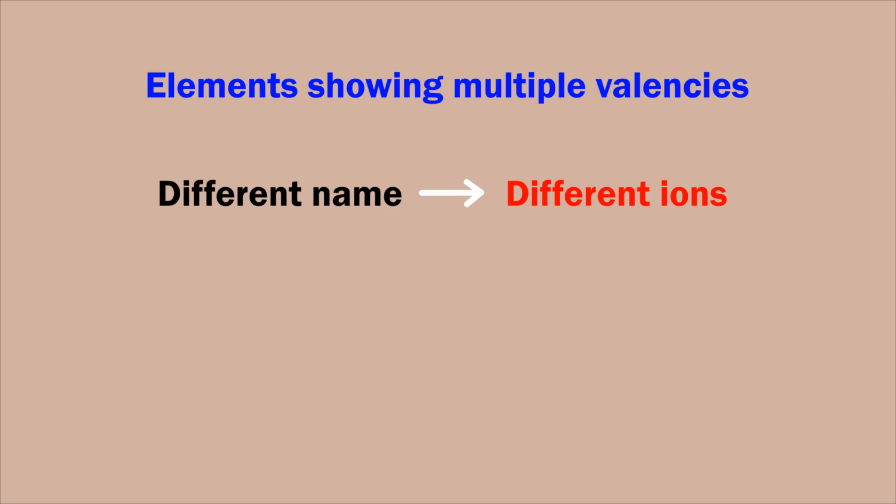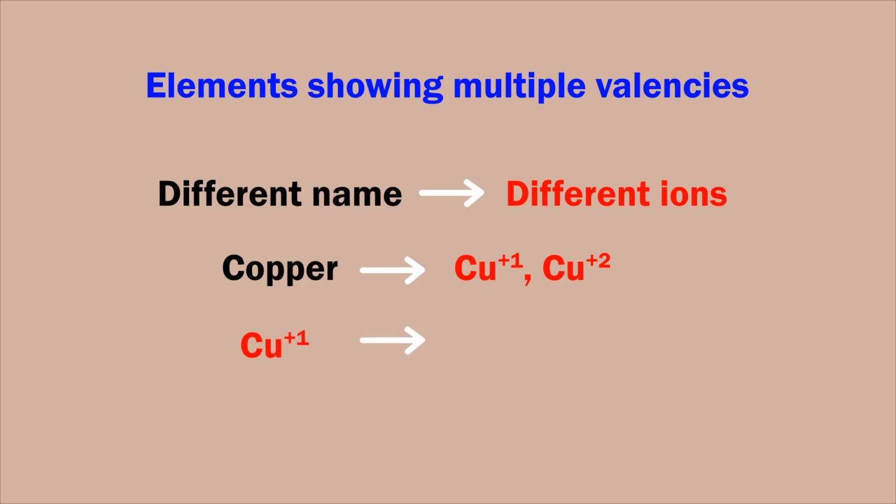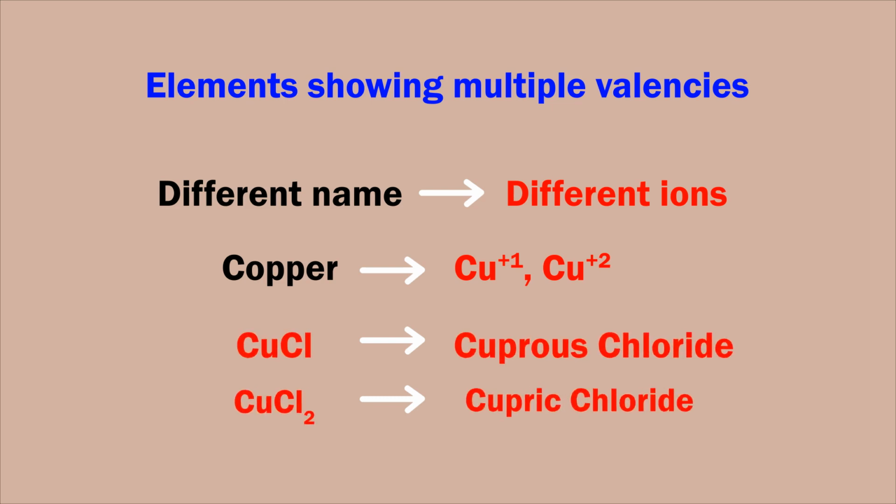Elements showing multiple valencies have different names for different ions. For example, copper shows 2 valencies, +1 and +2. Cu+1 is called cuprous, and Cu+2 is called cupric. So CuCl is cuprous chloride whereas CuCl2 is cupric chloride.